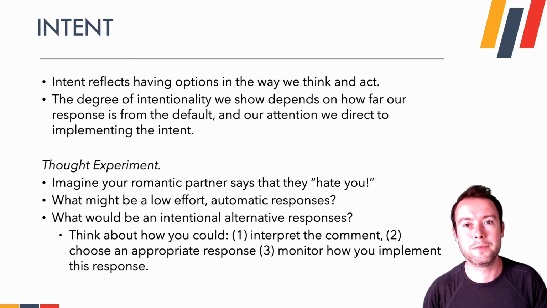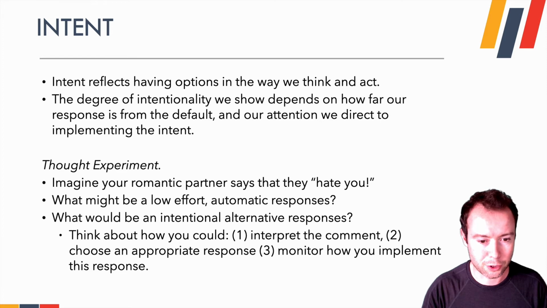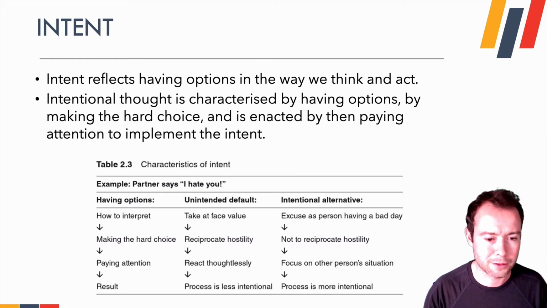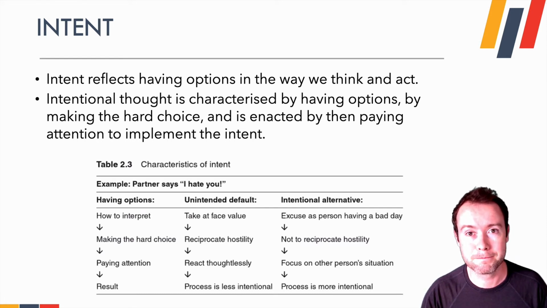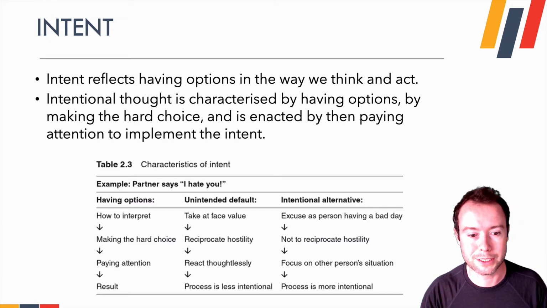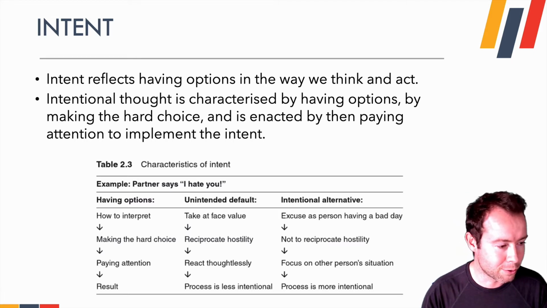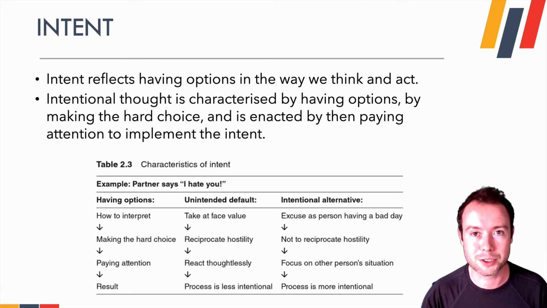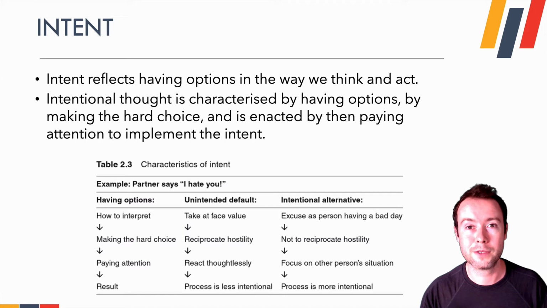So in this example of intentional and low intentional responses to somebody being hostile and saying they hate you, the most default response would be to take this at face value. So when we're trying to interpret why they've said it, we just assume that they genuinely do hate you. We would reciprocate the hostility. So you might say, I hate you back. And this starts a spiral of an argument. We react without too much thought, so we're not processing in much detail. And generally this would be a kind of default baseline automatic response to hearing the words, I hate you.